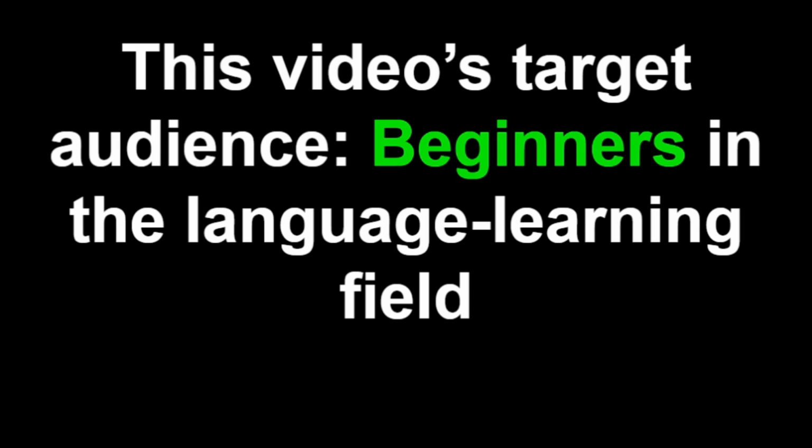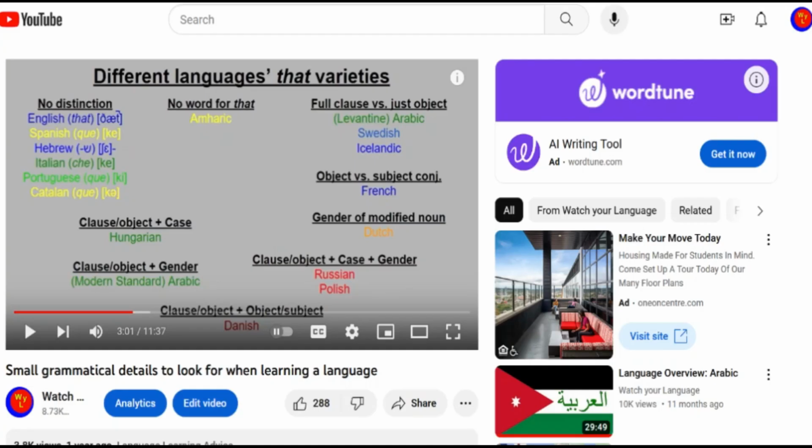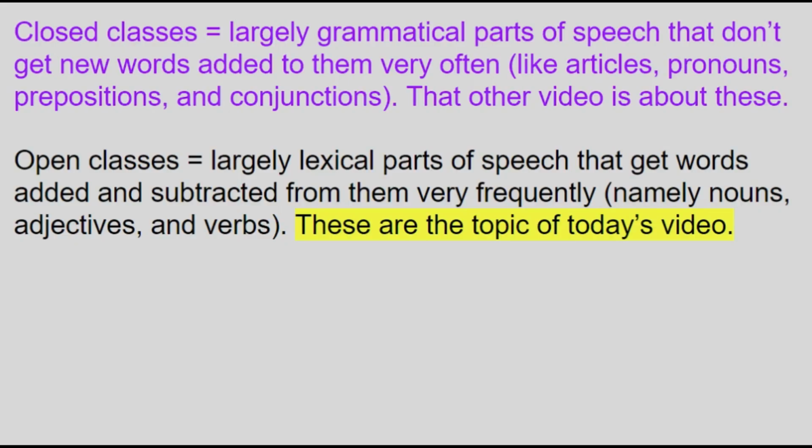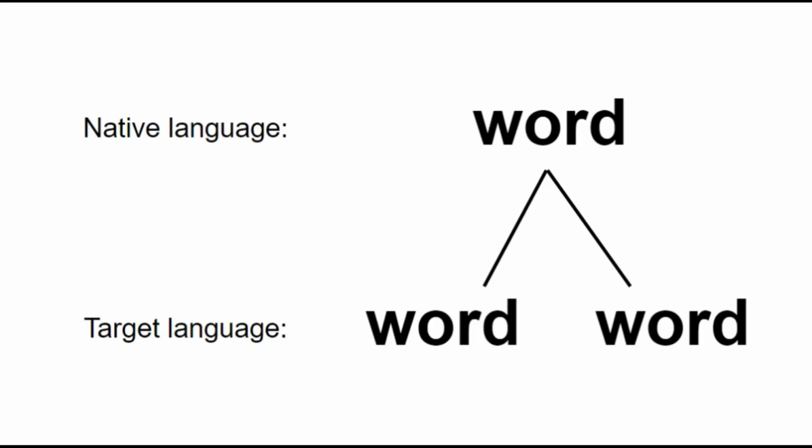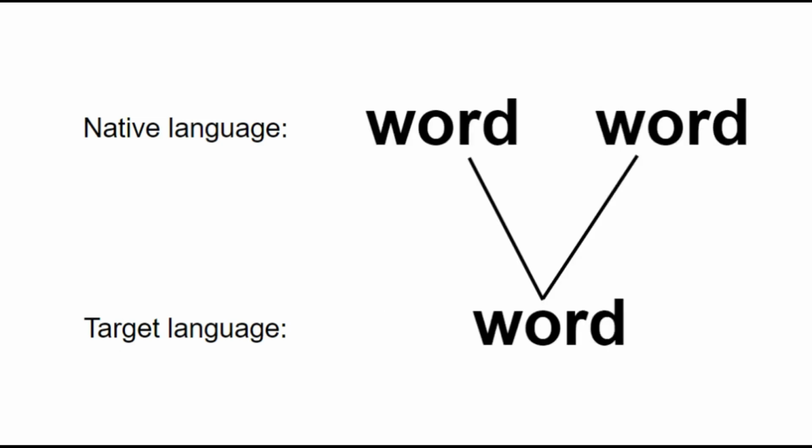Just starting out in the language learning world. It's also somewhat of a complement to a previous advice video I did about a year and a half ago talking about grammatical peculiarities to watch out for when learning a language. Now we're moving away from the closed classes and into the open classes, those being nouns, adjectives, and verbs, as this video is all about situations where one word from your native language may translate to two or more words in your target language, and vice versa.